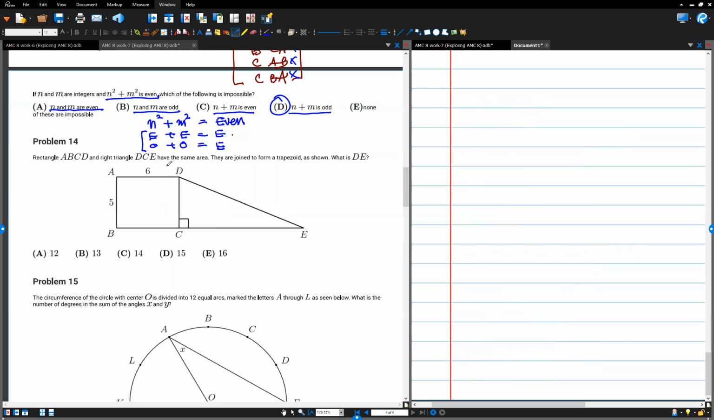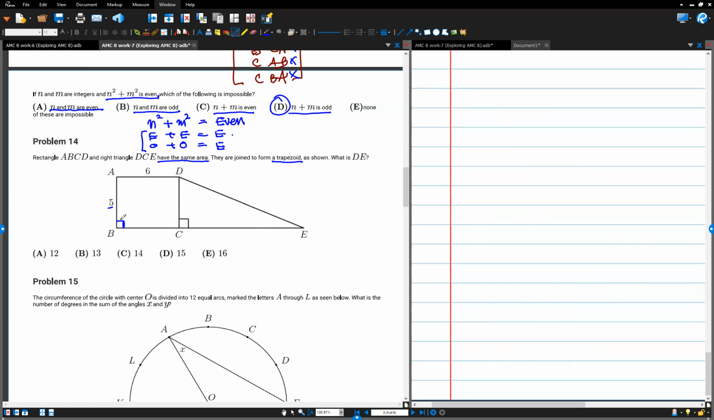We have a rectangle ABCD. They are different sides: one is 5, the other is 6. This is a rectangle, and we have another right triangle there. They have the same area, and joined together they create a trapezoid. Yep, that is a trapezoid. This is the right trapezoid. One of the angles is a right angle, so we call this a right trapezoid.